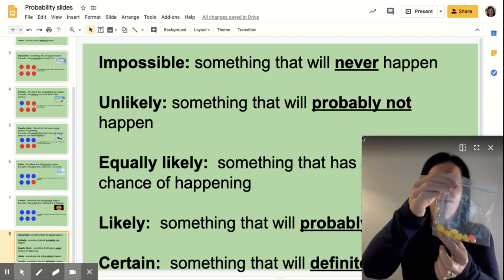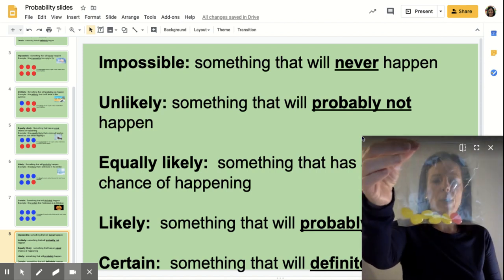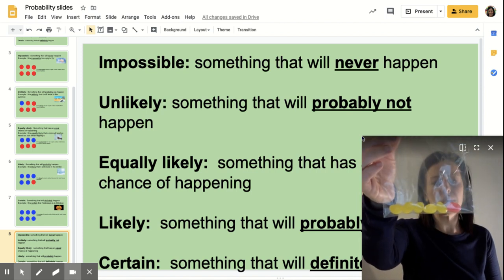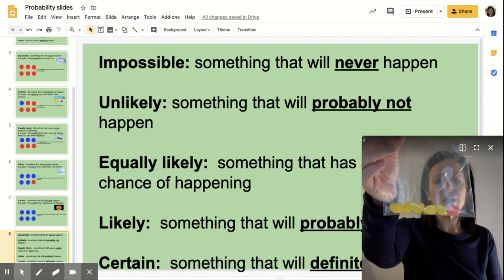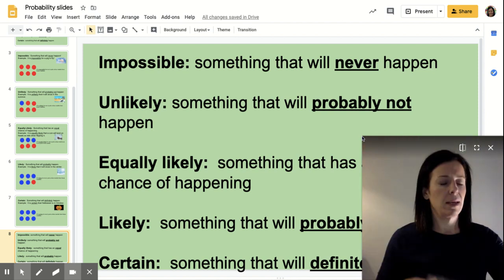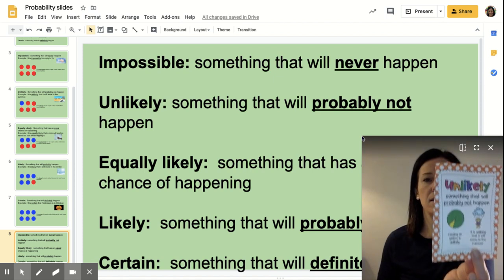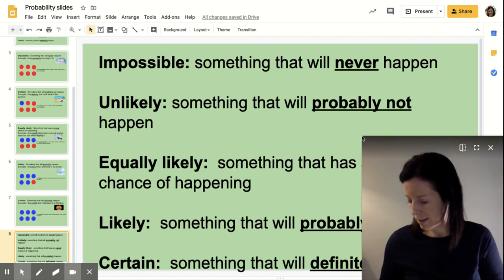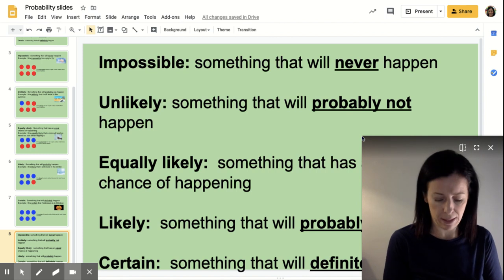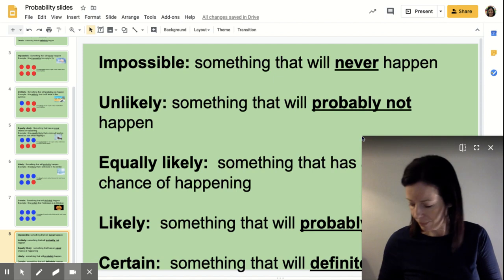All right, let's move on. So this bag, I have 1, 2, 3, 4, 5 yellow and 1 pink. What are the chances of me picking a pink jelly bean? Impossible, unlikely, equally likely, likely, or certain? If you said unlikely, you are correct. Let's find out. There's always a chance I could pick pink, but it's unlikely. And I didn't. I picked a yellow one.